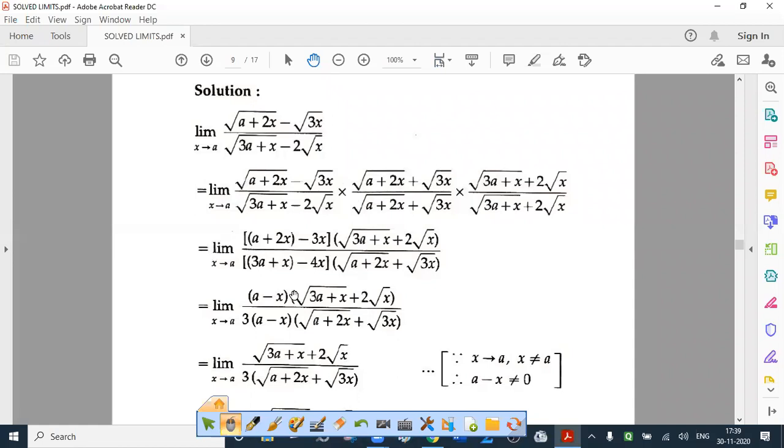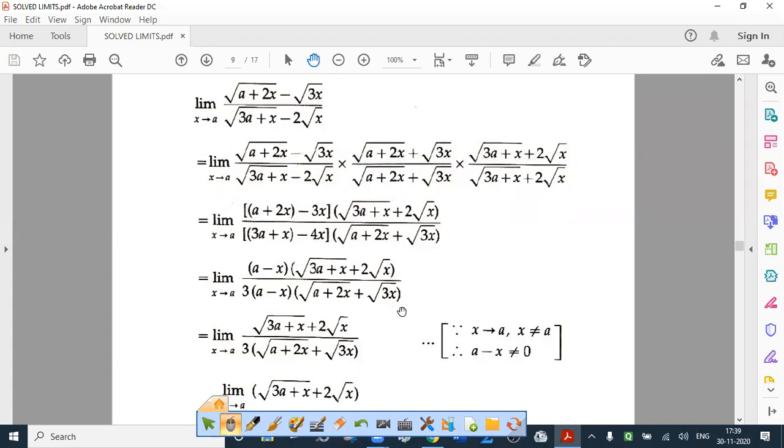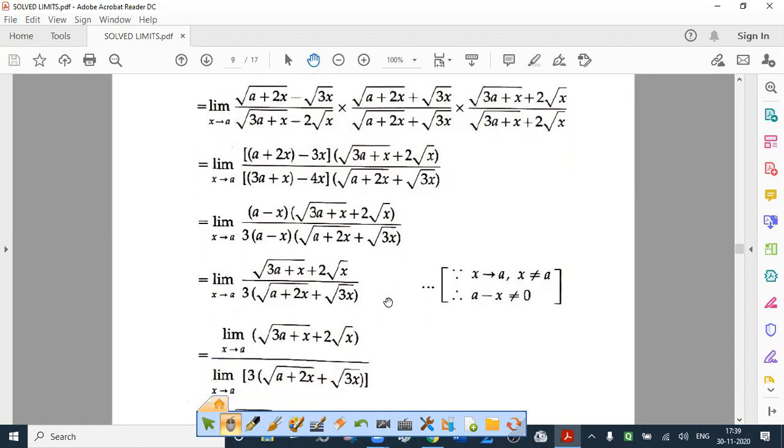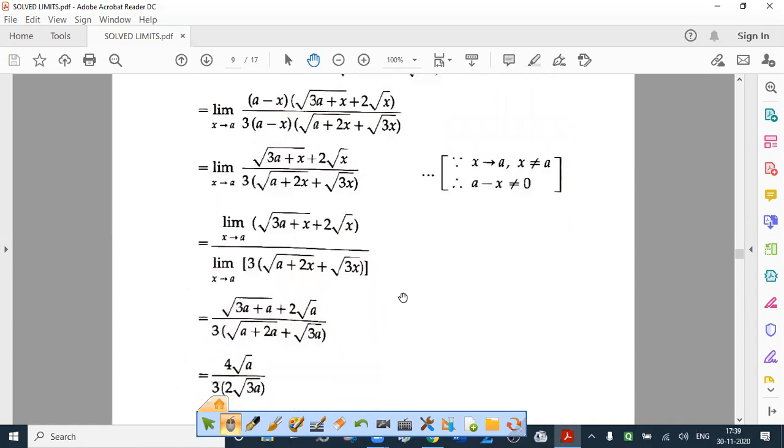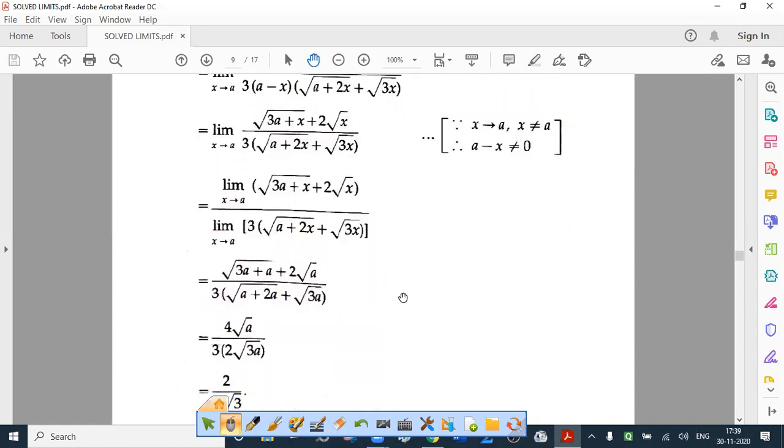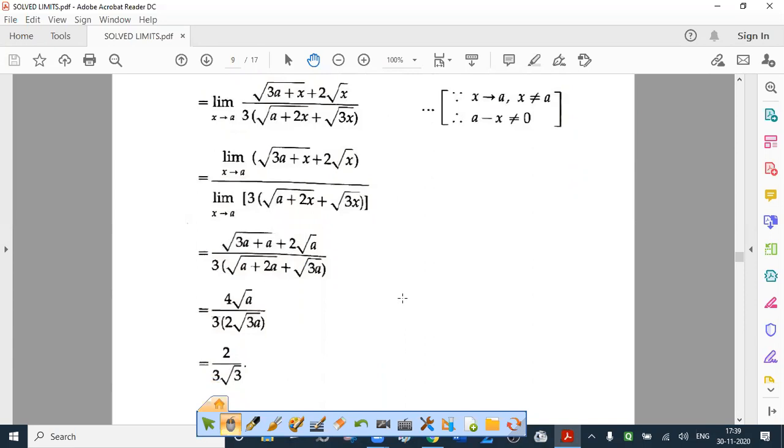Yes, we were looking for a minus x only because this is giving 0 by 0 form. So cancel that. Then take the limit. To take the limit means to replace every x by its limiting value. So if you do so, then you get the final answer as 2 upon 3 root 3.